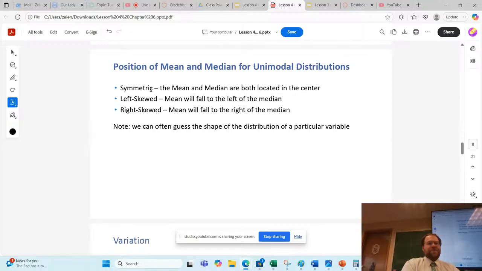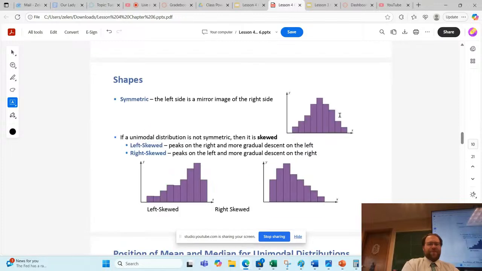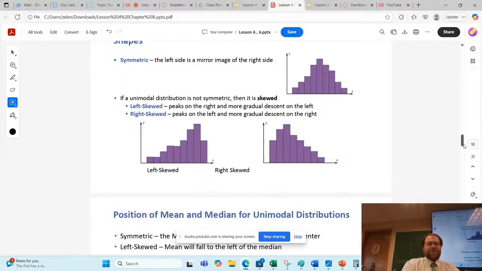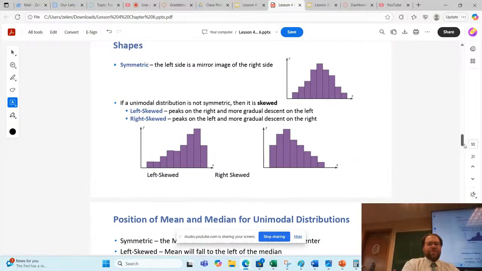So keep in mind, if it's symmetric, the mean and the median are both located in the center. If you have this first kind of shape, the mean and the median would both fall in here somewhere. If it's left skewed, the mean will fall to the left of the median. So in other words, the median is probably going to be around here somewhere.